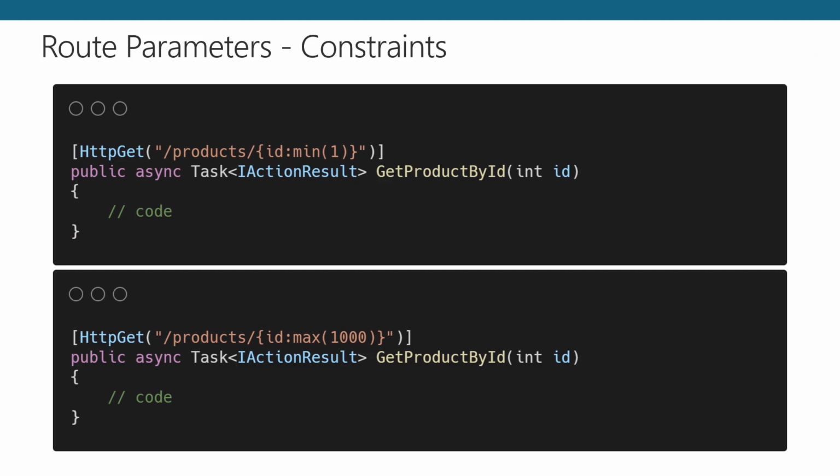And there are several types of constraints available to you. In these examples, we're setting min or max constraints on the ID. ASP.NET Core will ensure that the route matches will only occur if these rules are satisfied.